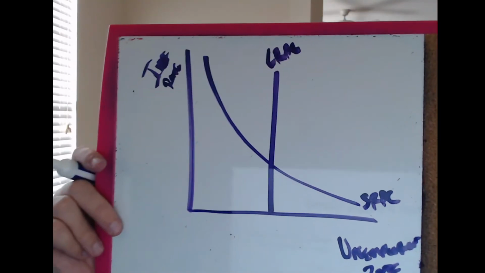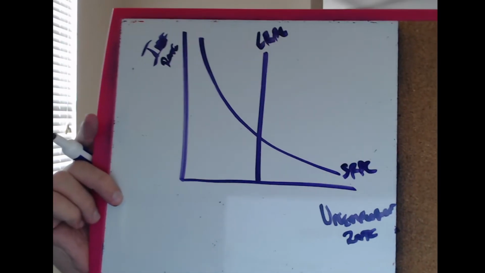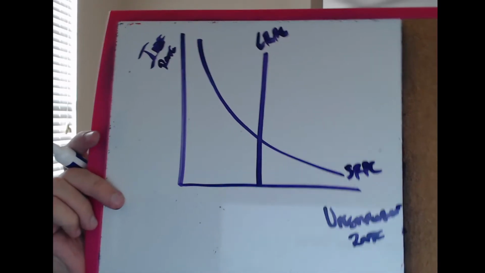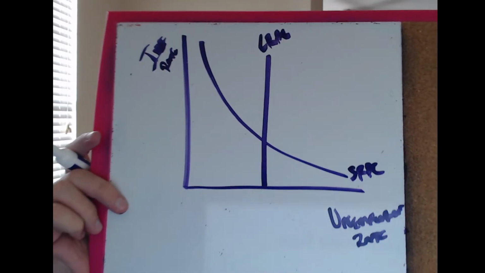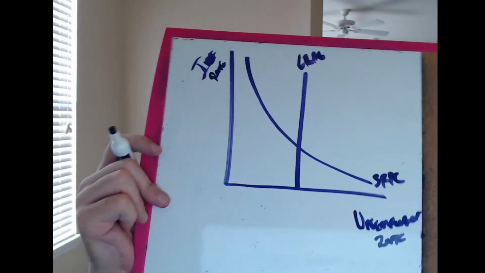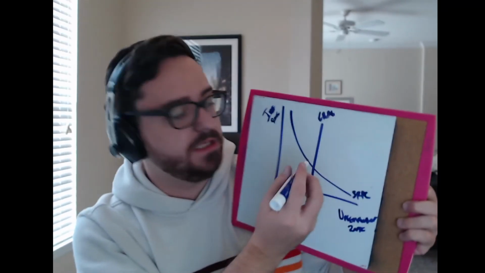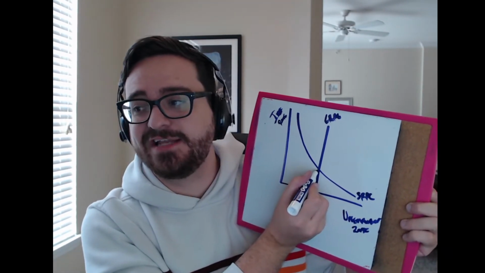So here is my drawing. I've got SRPC and LRPC. I've got inflation rate and unemployment rate. This is my Phillips curve drawing with a long run. Now, it should be mentioned that I don't have to start at equilibrium here. This is not a supply and demand graph, so there is not a guarantee that I am starting right here. That isn't something that necessarily has to happen.